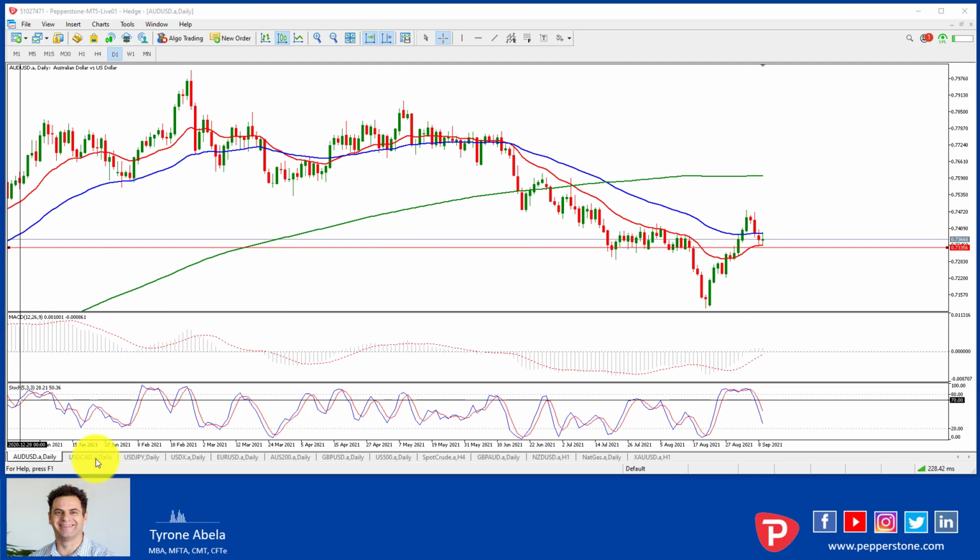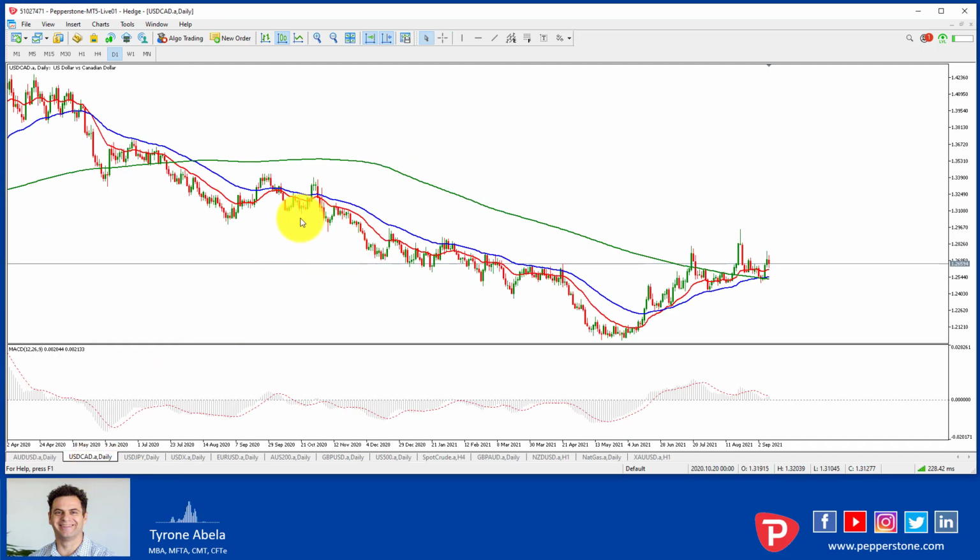All right, we'll move on over to the US dollar CAD now. This has been the star of the show this week. It's been a fantastic trade off this level here. Been really, really strong. You can see here that it rested on the 50 moving average on the daily, but it also had the support of the 200.